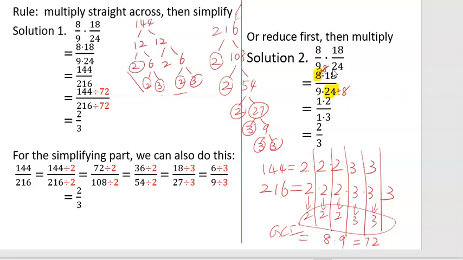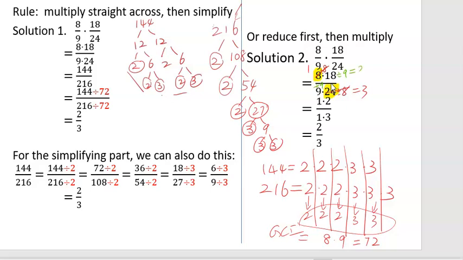And 8 divided by 8 is 1. So I wrote down this 1 right here. 24 divided by 8, that gives me 3. So that bottom 24 is reduced to 3. Similarly, I can see 9 and 18, they both have 9 in common. So I can divide both of them by 9.